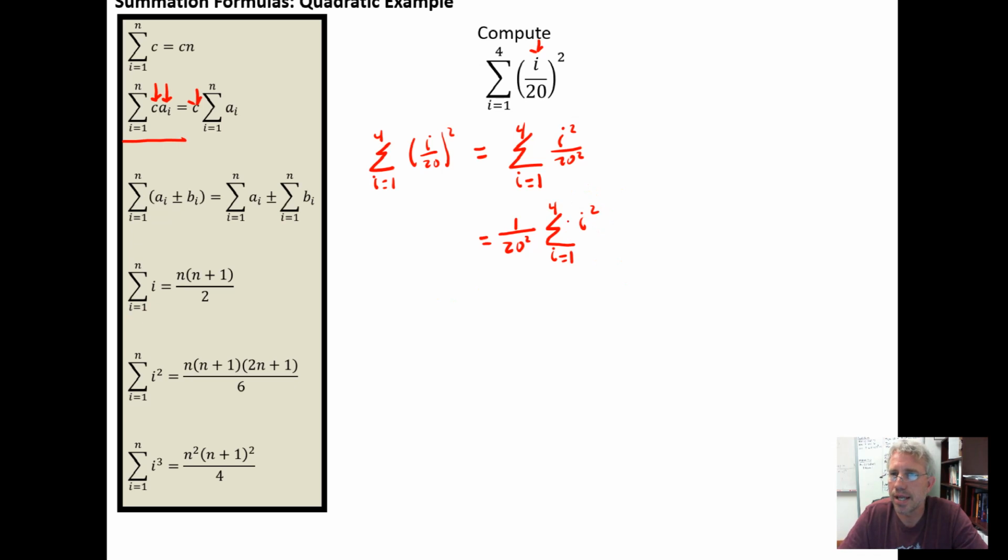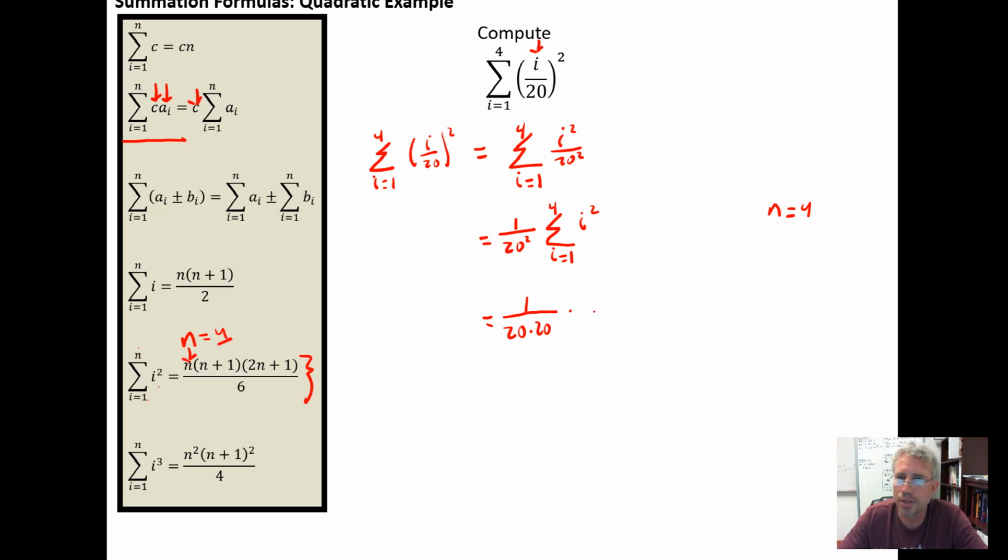And then I want to recognize that I have a formula for calculating the sum from i equals 1 to n of i squared. In this case, the upper bound of summation is a 4, so we're working with the case that n is equal to 4. So we're going to be working with n equals 4 and applying this formula right here. So I'm going to step down a line, 1 over 20 squared, and 20 squared is really 20 times 20, and this will be times the sum from i equals 1 to 4 of i squared, which means just plug in everywhere you see an n in the formula, plug in n equal to 4.